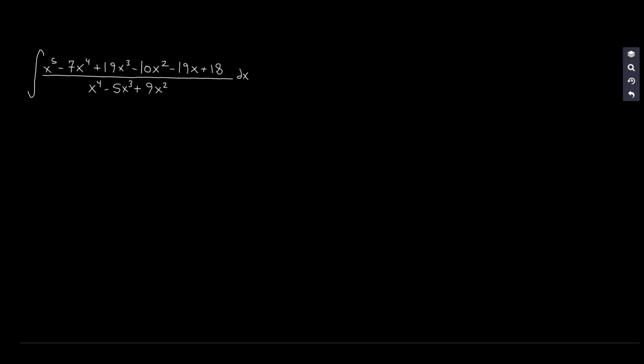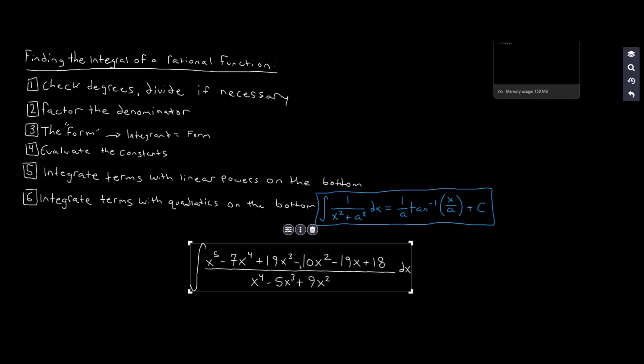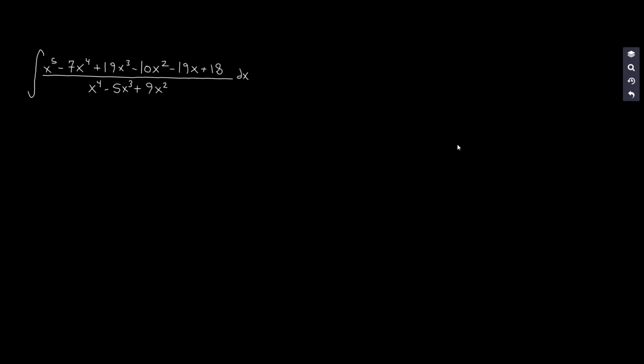Guys, YOLO. So I guess step 1 would be to check the degrees and divide if necessary. Now, obviously, when you look at this, and because of what I said before, this is going to involve all of the steps. So the first thing is to check the degrees, and we can see that the highest degree in the numerator is larger than the highest degree in the denominator. So yeah, guys, we're going to have to do some long division.